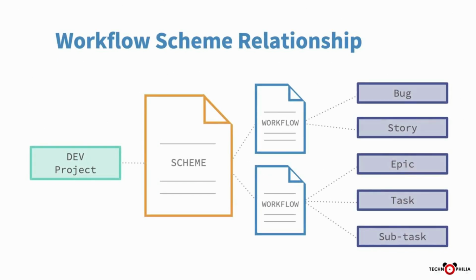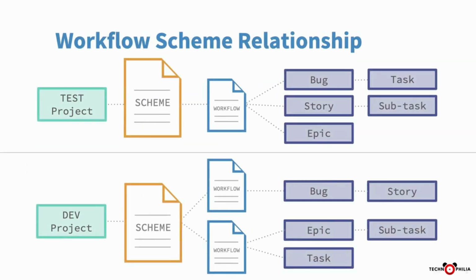Here's a common example for a development team that's a little more complex. The workflow scheme has two workflows. One is for bugs and stories, and the other is for epics, tasks, and subtasks. Bugs and stories often have an additional workflow step, like approval or verification or deployment, so this model allows some issues to have extra steps, and the others to use a shorter workflow.